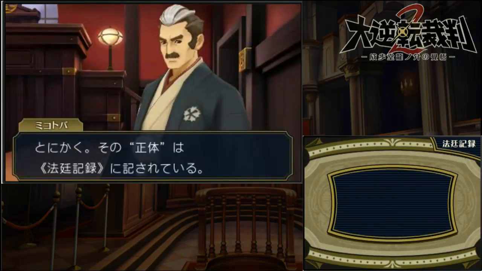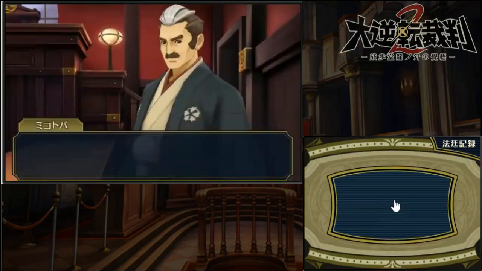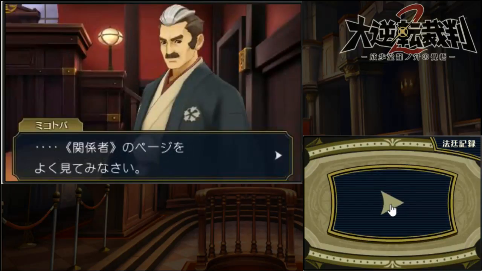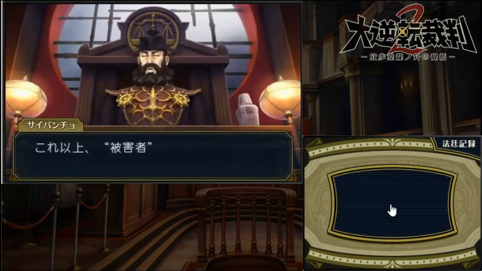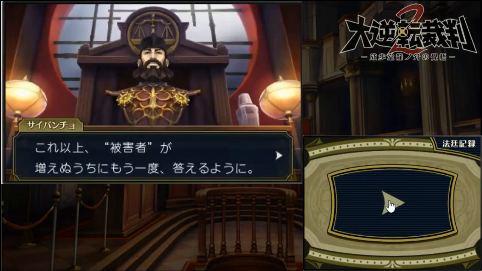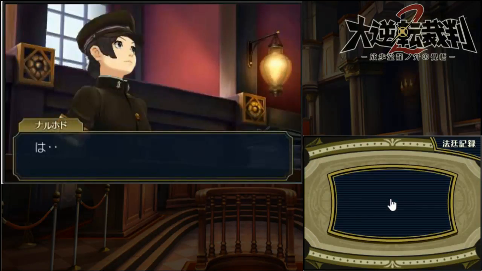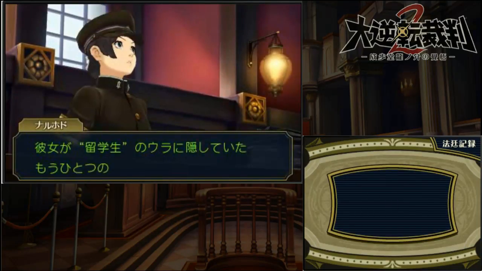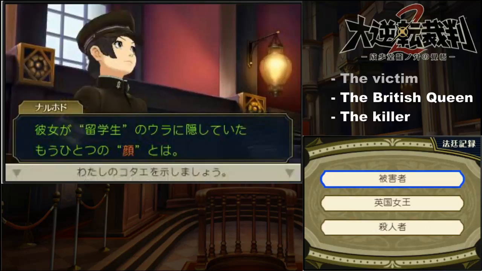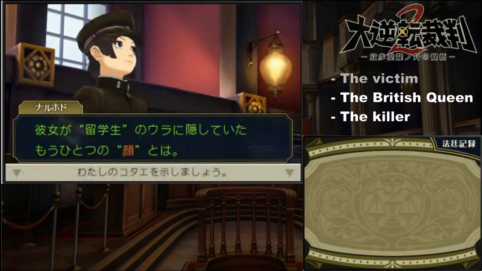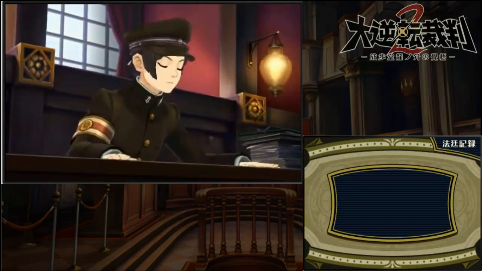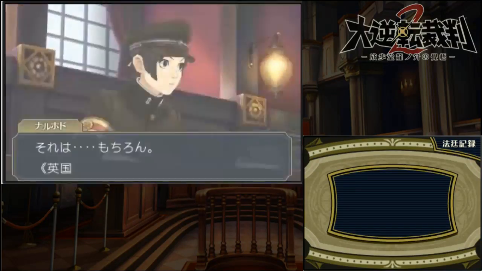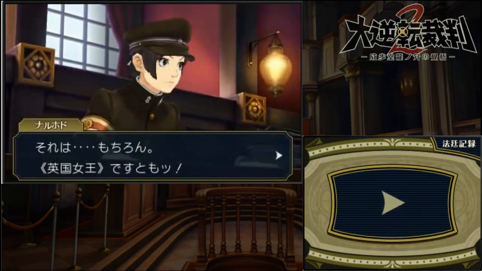In any case, her true identity is written in the court records. Take a proper look at the profiles. Before more victims appear, let me ask again. Yes, I understand. She held the facade of being an exchange student, but she was really the British Queen. Of course, that would be the British Queen, Your Honor, sir.